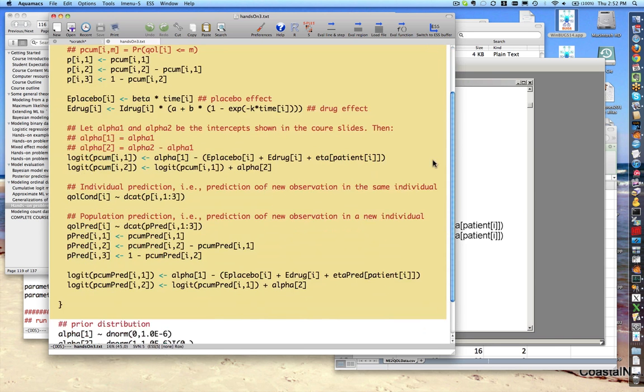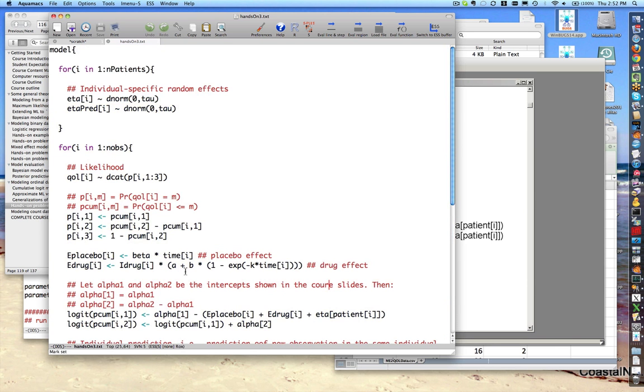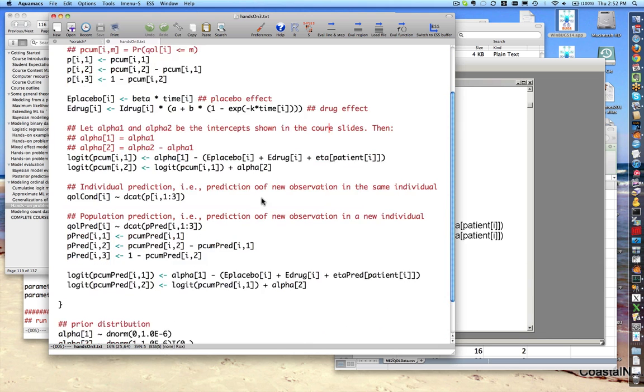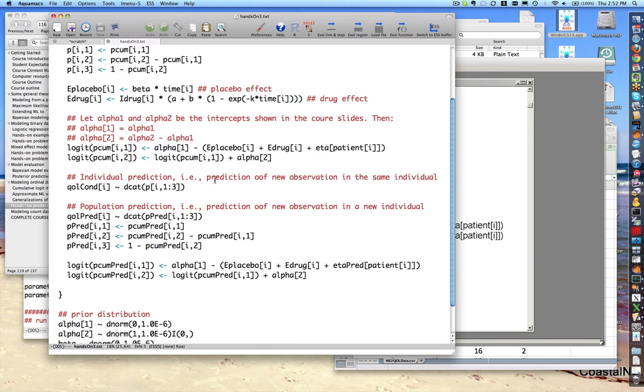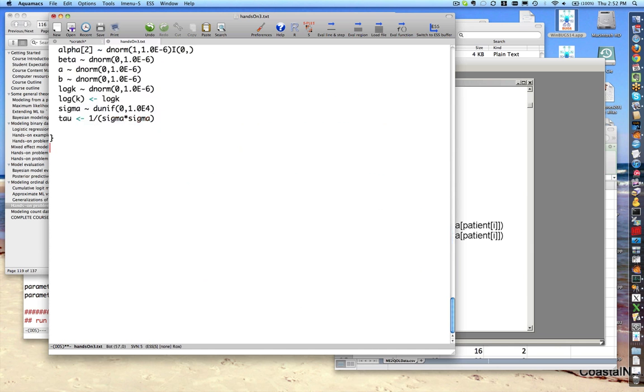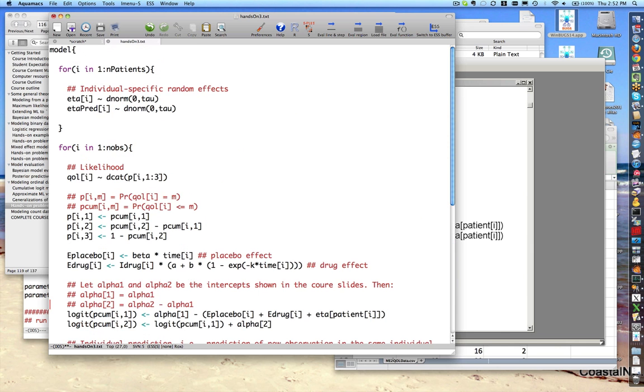So again, the distinction here is that the individual predictions should be thought of as predictions of new observations in the same individual, whereas the population prediction is predicting a new observation in a new individual. Let's see. I think that's all the tale I wanted to tell about that model.